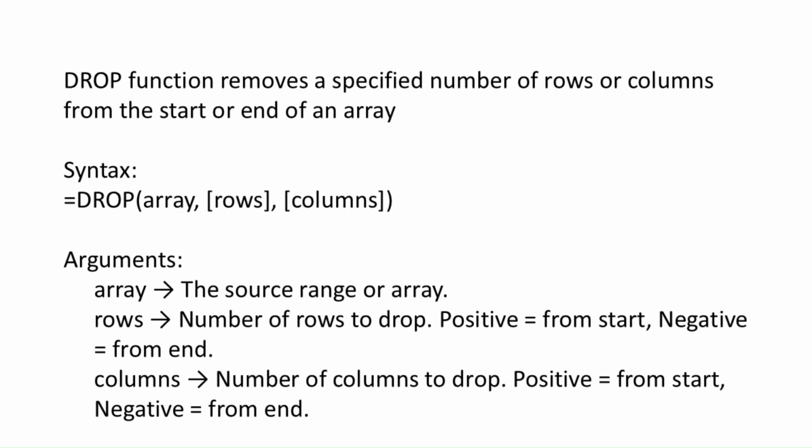Drop function. The drop function removes a specified number of rows or columns from the start or end of an array. Syntax: equals DROP(array, rows, columns). Arguments: array, the source range or array. Rows, number of rows to drop. Positive equals from start, negative equals from end. Columns, number of columns to drop. Positive equals from start, negative equals from end.